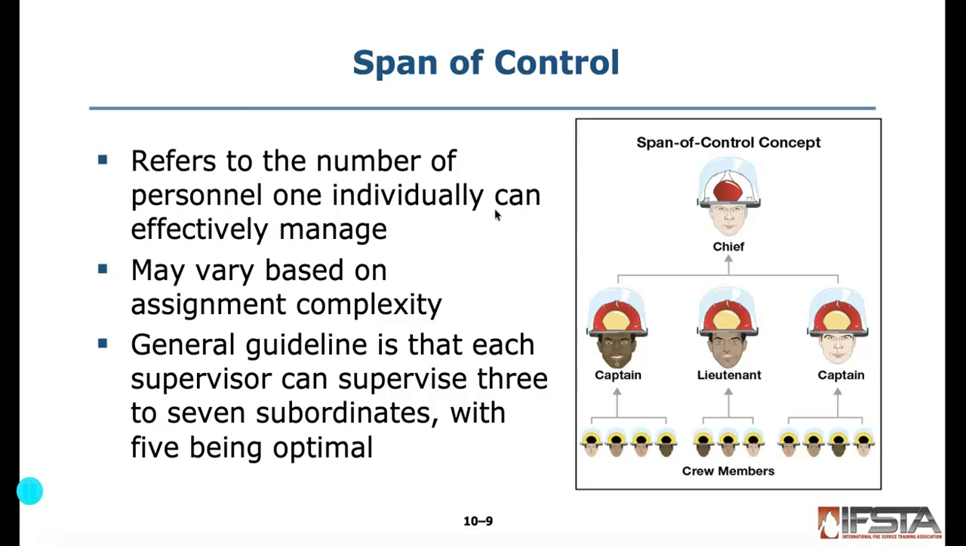The general guideline is that each supervisor can supervise 3 to 7 subordinates, but 5 is your optimal number. So that means your span of control. If you're managing too many people, you're outside of that span of control, and you're not able to effectively manage based on this principle. So again, span of control, 3 to 7 subordinates, 5 being optimal, and the principle is the number of personnel one individual can effectively manage.